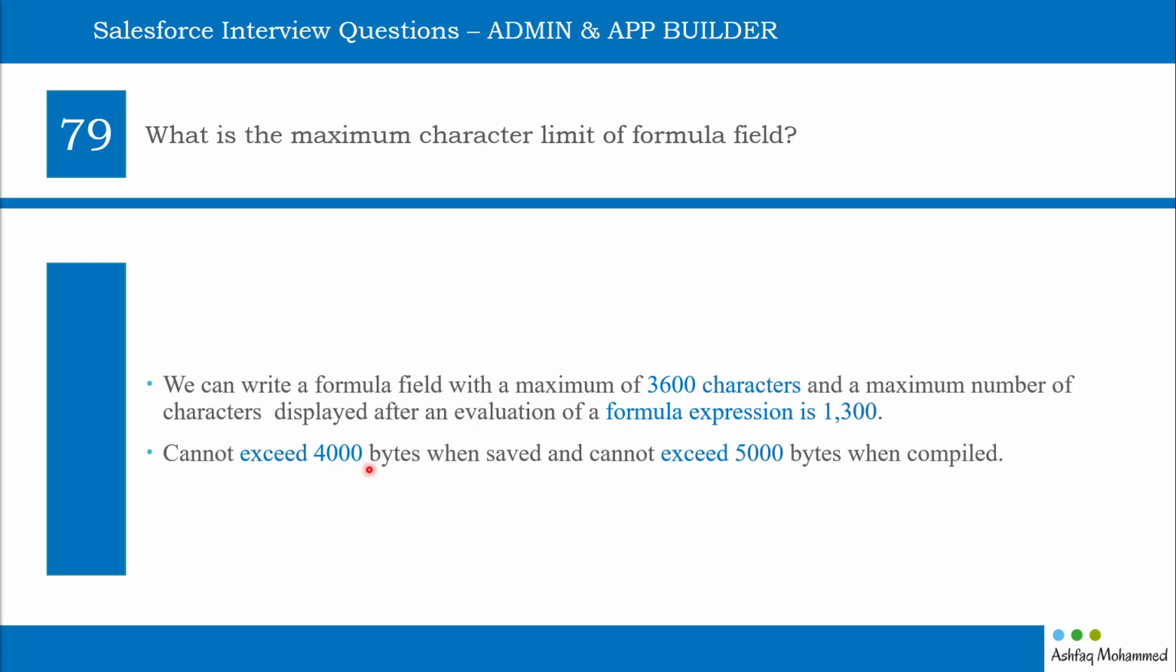And then it cannot exceed 4000 bytes when saved, and cannot exceed 5000 bytes when compiled. So when we save, it should not exceed 4000 bytes, and when we compile it, it should not go beyond 5000 bytes. This is the size. Don't get confused between these bytes and the character length. This is for character length and this is internal bytes.